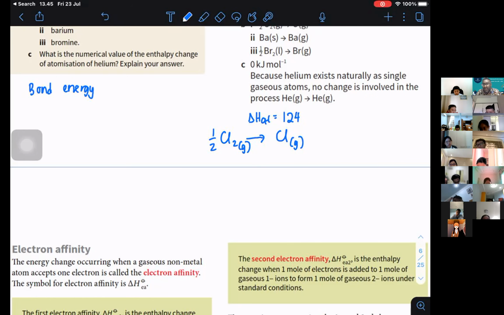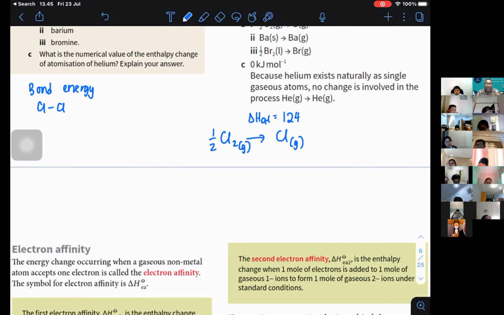Okay, you can refer to the data booklet. You just look at the bond energy. What is bond energy? It's the energy required to break the bond between what and what? Okay, you go and look for Cl and Cl, and they will give you a value.